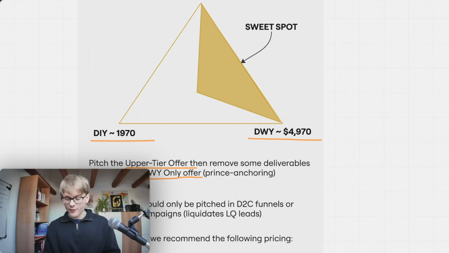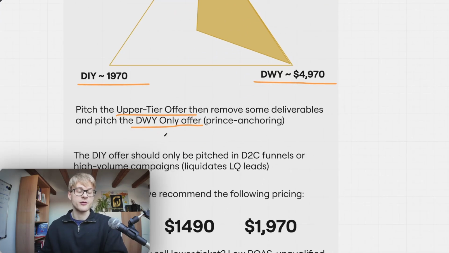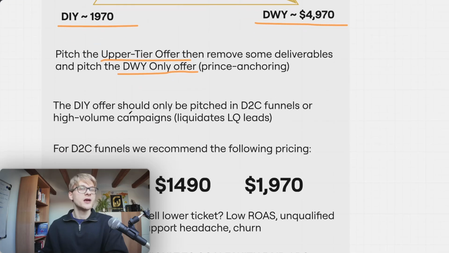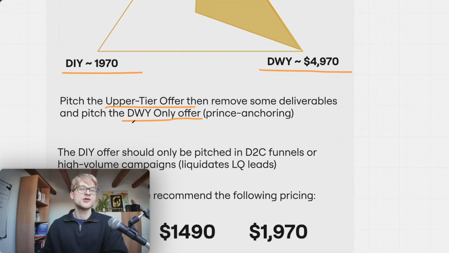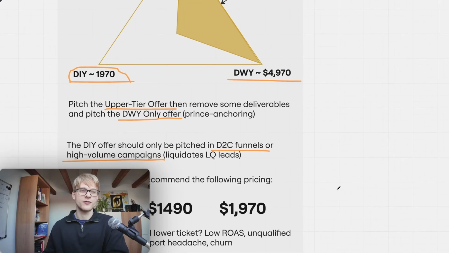Try to really review all your calls and look for ways how your sales team could have still persuaded them to buy the 12K offer or the 9K offer or whatever price point you might choose. So the do-it-yourself offer should only be pitched in direct to card funnels ideally, or really high volume campaigns. If you're getting a lead and he's completely broke, you can still sell it, but it isn't really the offer that you want to optimize for. It's just to liquidate this really low budget range of your audience.